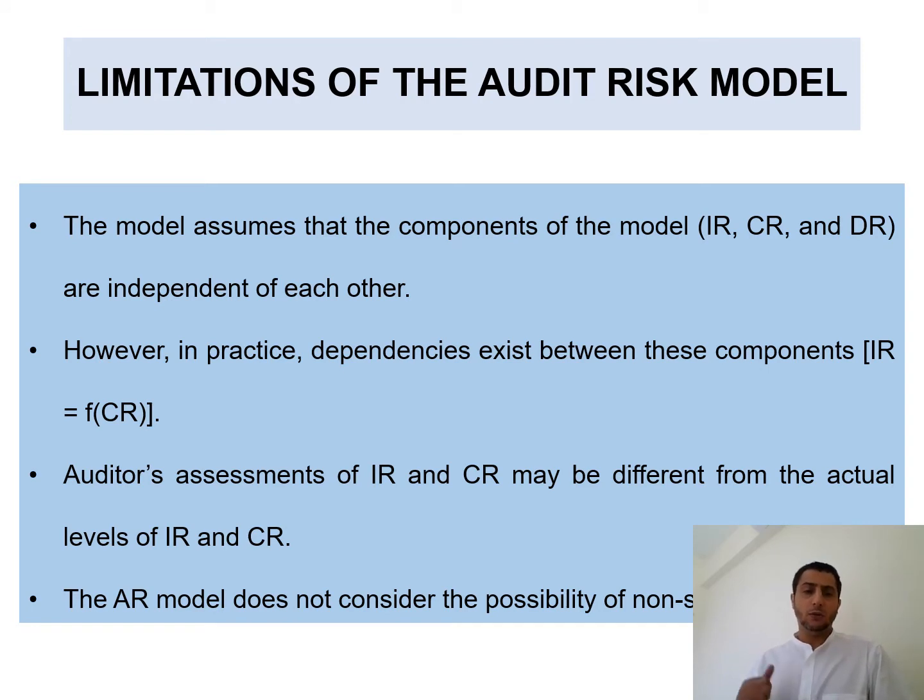level. So the first one, the model assumes that the components of the model, which are inherent risk, control risk, and detection risk, are independent of each other, and this is not real, because in practice a dependency exists between the inherent risk and the control risk. If we have strong control, it will reduce the inherent risk. The auditor's assessment of the inherent risk and control risk may also be different from the actual levels of inherent risk and control risk in practice.